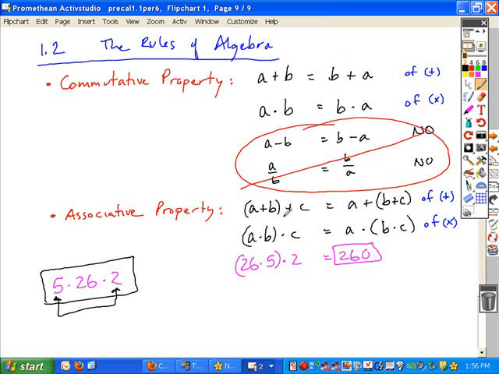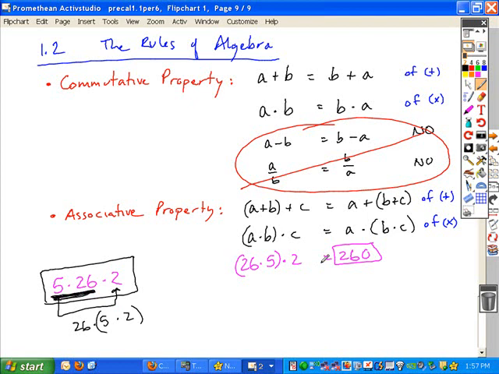Commutative reorders. Associative just regroups. So if we were to reorder this using the commutative property, saying something like 26 times 5 times 2, we applied the commutative property to these two, just switching the order of them. And now you can apply the associative property and multiply here, and then you get your product, 260. Again, all of this takes place mentally. You don't necessarily think about it, but I wanted to point that out.